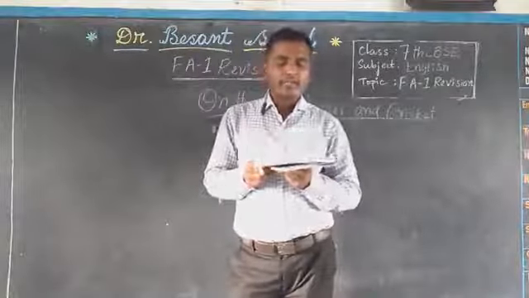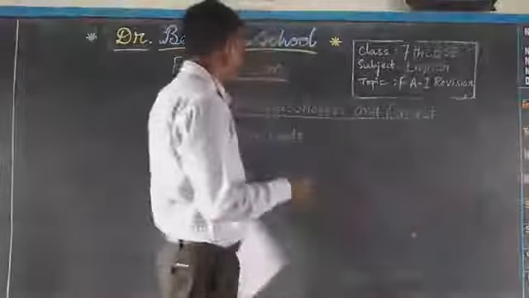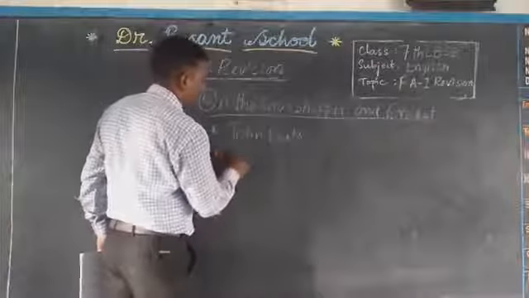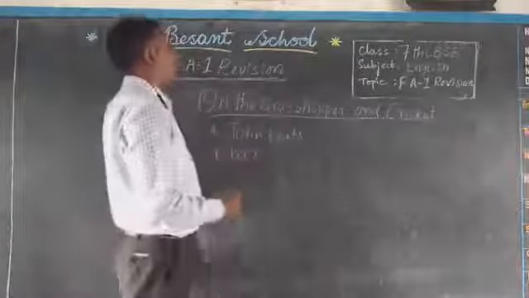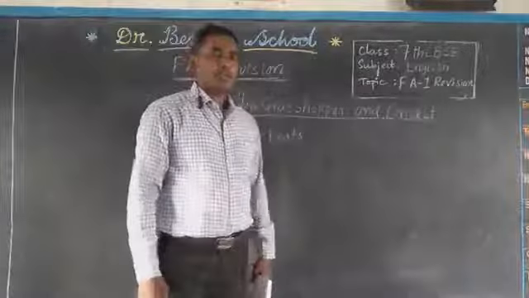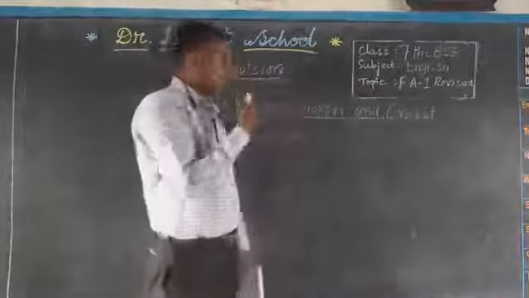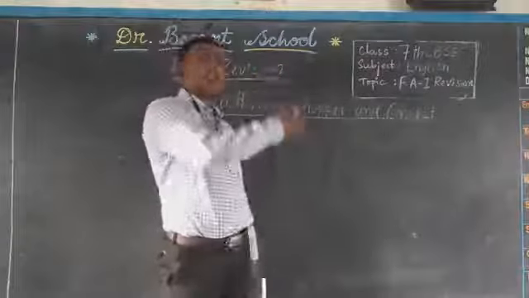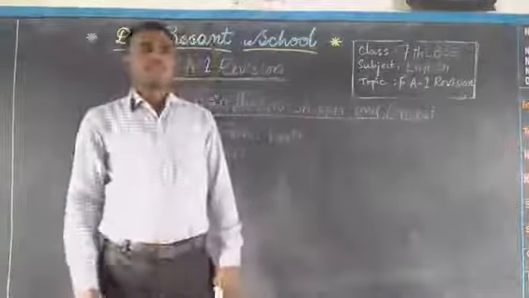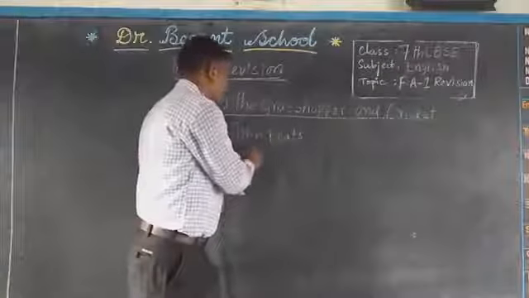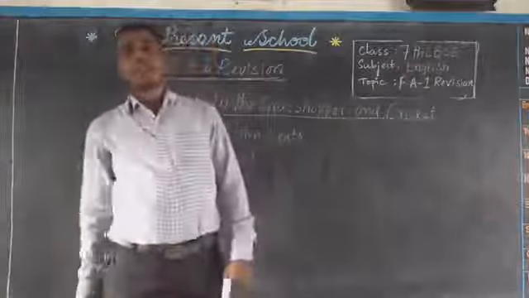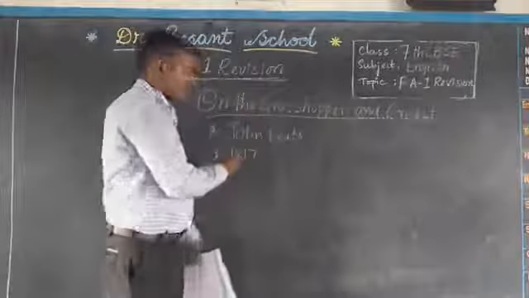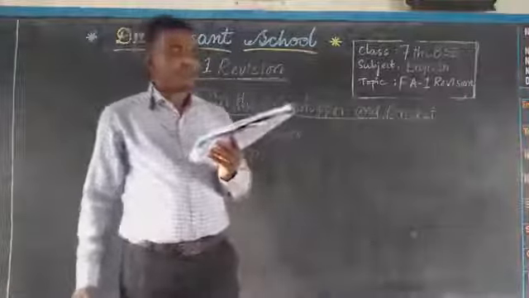On the Grasshopper and Cricket was first published in 1817. See. When was the poem On the Grasshopper and Cricket published? 1817, 1917 and 1827. So the correct option is 1817. See children, so when was this poem published? 1817. So keep these points in mind.